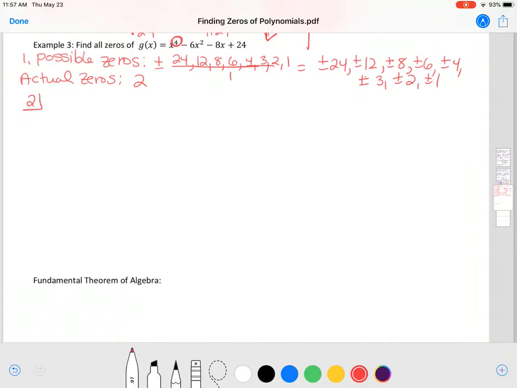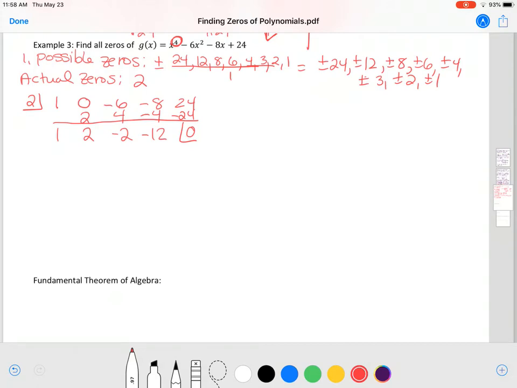So I have my coefficients of g of x: 1 for my x to the 4th term. Notice we don't have an x to the 3rd term, so I have to put in a 0 to hold that place. Then I have a negative 6 for my x squared term, then negative 8, and 24. I'm going to bring down my 1 to start. 2 times 1 is 2. Add that up, I get 2. 2 times 2 is 4. Add that up, I get negative 2. 2 times negative 2 is negative 4. When I add that up, I get negative 12. And 2 times negative 12 is negative 24, and I get 0.